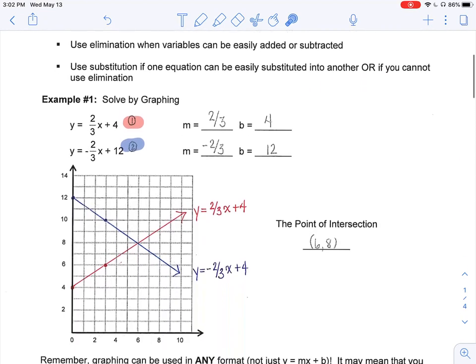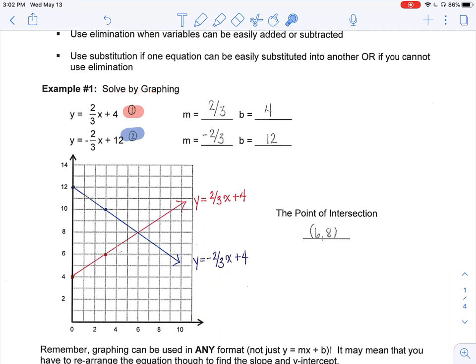So first example, we solve by graphing. We have two lines here, y equals 2/3 x plus 4, and then y equals negative 2/3 x plus 12. The slope and the y-intercept of that first line: slope is 2/3, y-intercept is 4, and we have the red line here indicating what that line would look like on the graph. Our second one, our slope is negative 2/3, and our y-intercept is positive 12. So we have a blue line here.